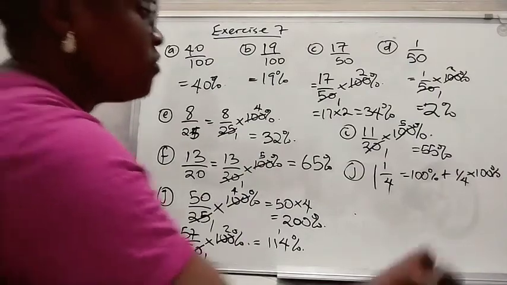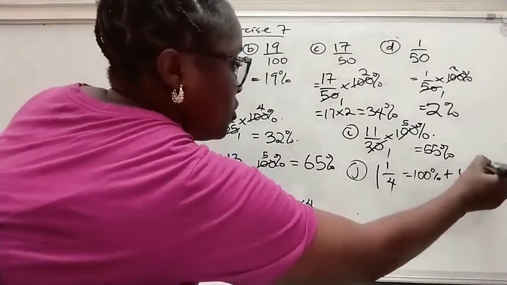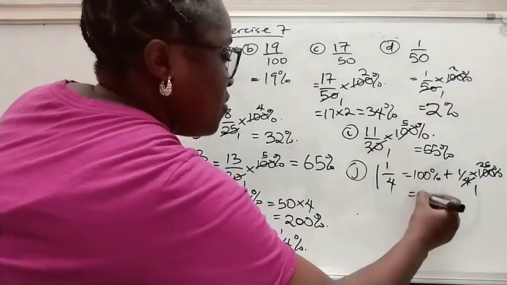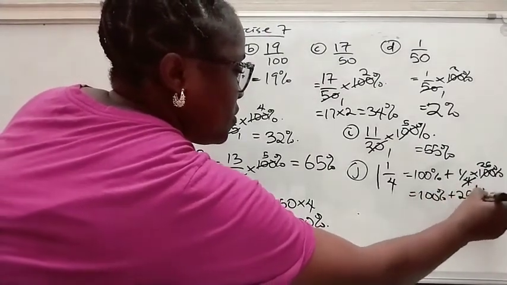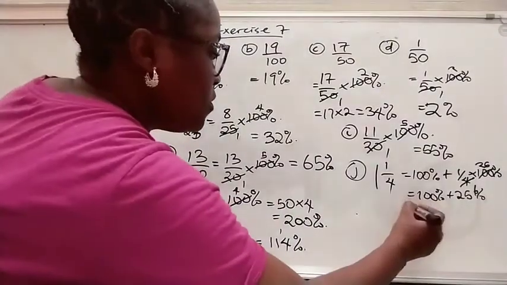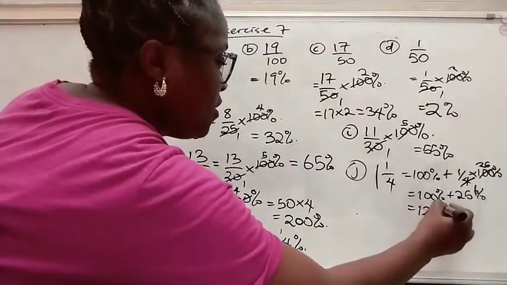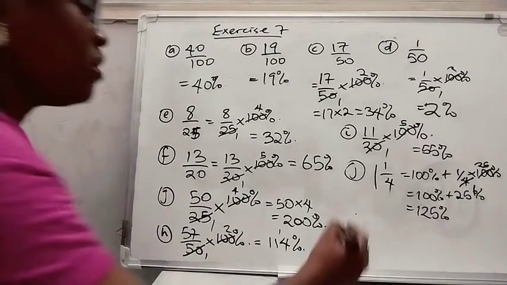So what do we have? 4 goes here 1, 4 goes here 25. So we have 100% plus 25%. That gives us 125%.